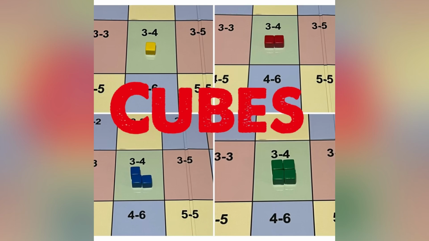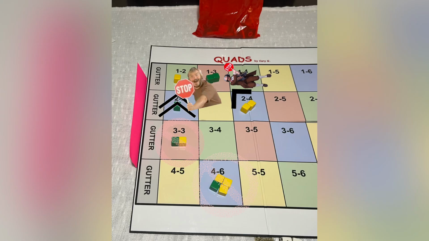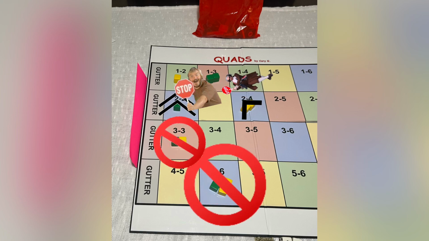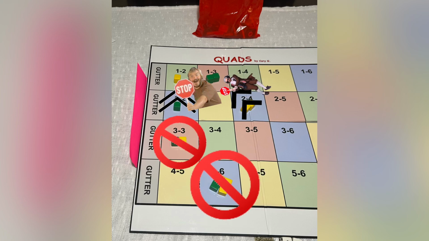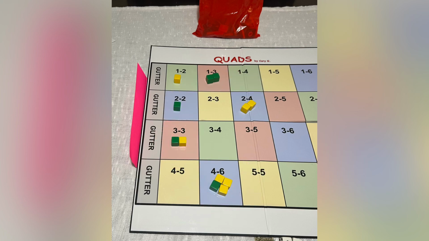Cubes. It is important to understand that cubes can only merge with like colors. No square on the game board can have mixed colors. For example, at no point may a green cube be added or combined with a yellow cube, and vice versa.